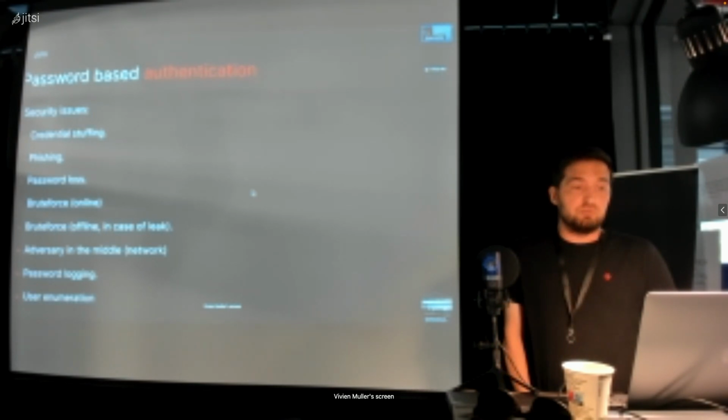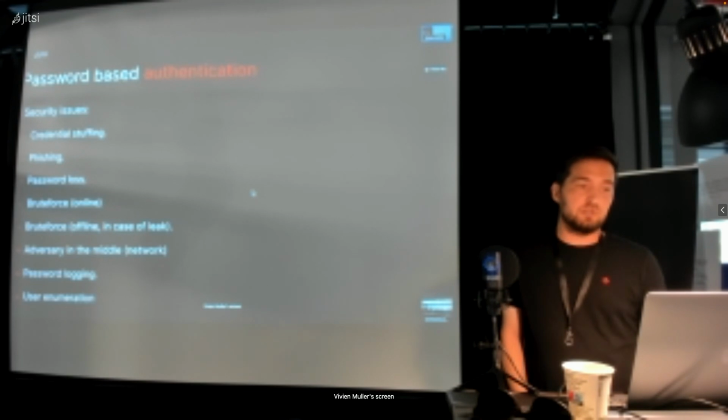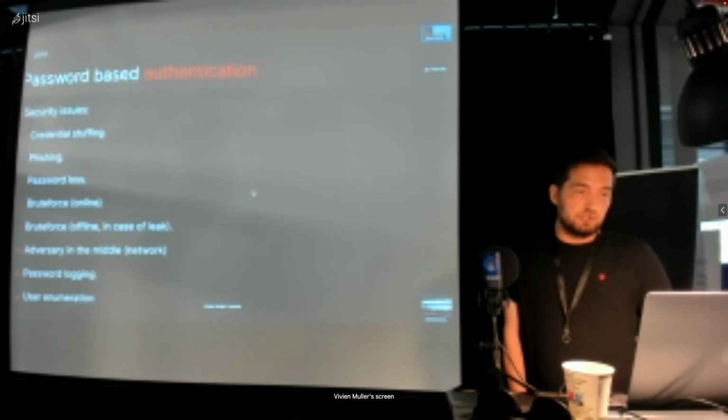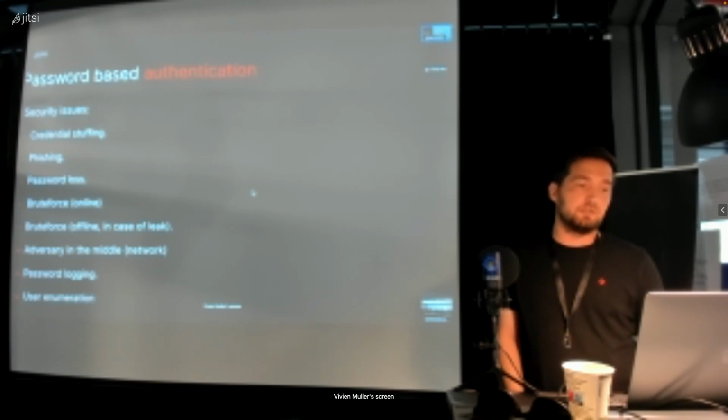They can also try to brute force, so even without using leaked credentials, they can just try random stuff until it works. And if your password has been part of a leak, so for example, if there is a SQL injection vector available in your app and they are able to extract the hashes of the passwords, then they might be able to crack them offline if you're using a weak hashing mechanism. And there is obviously the option for an adversary in the middle. So if you're not using HTTPS, an attacker that is on the same network as you can see your password.